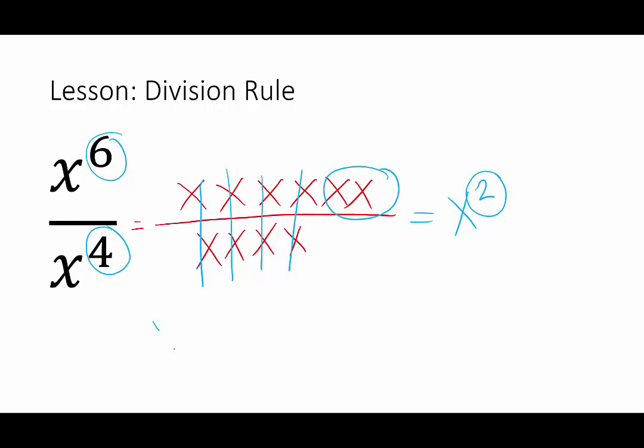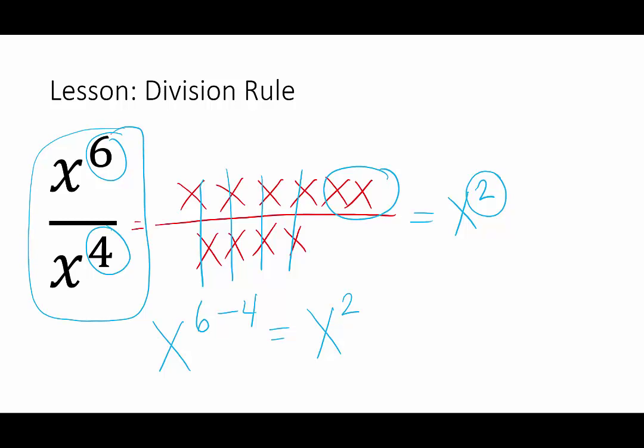Well, I noticed that I have x, and then I have 6 minus 4, which gives me x to the 2 power. So when we have two exponents that look like a fraction, that's actually a division sign, because this here means divide. When we have two bases on the top and the bottom of a fraction or in a division problem, we're going to subtract the bottom from the top. So here we have 6 minus 4 is 2.